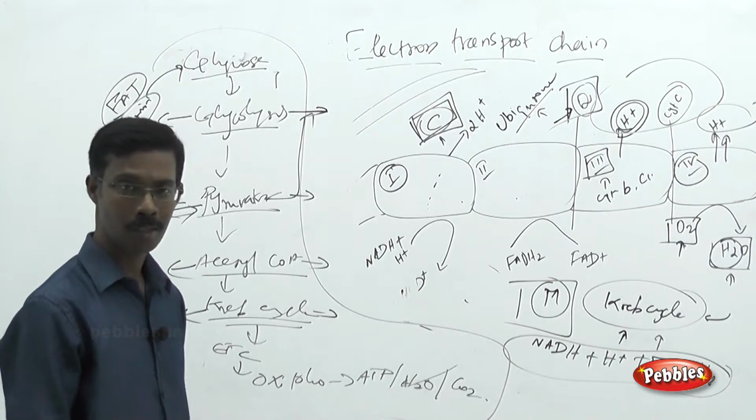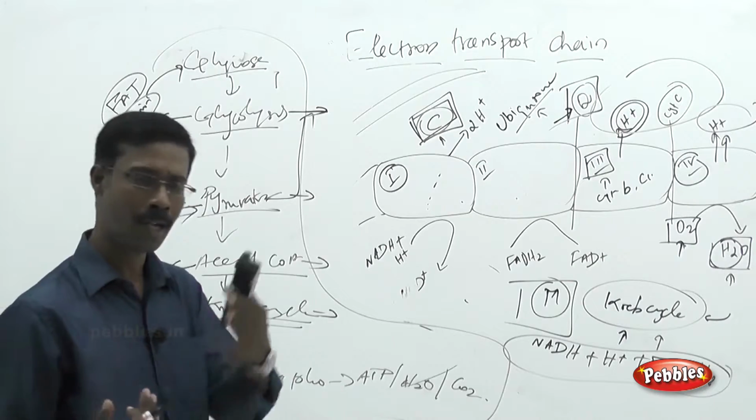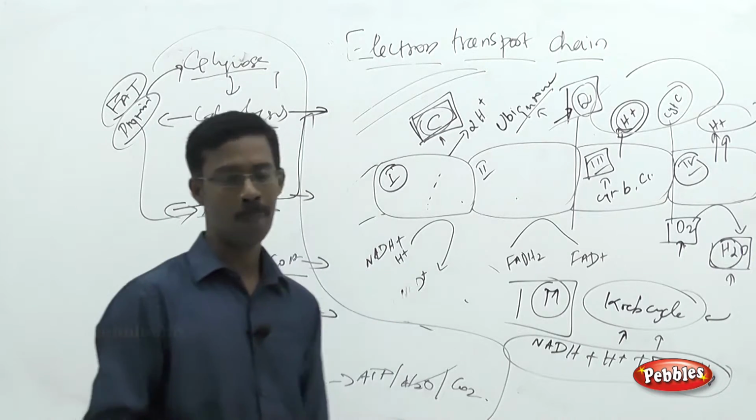That is what we are going to discuss now, the amount of ATP production in aerobic respiration compared to the anaerobic respiration.